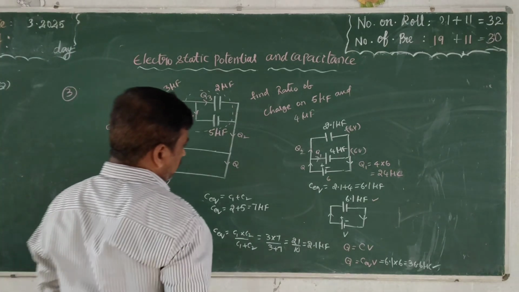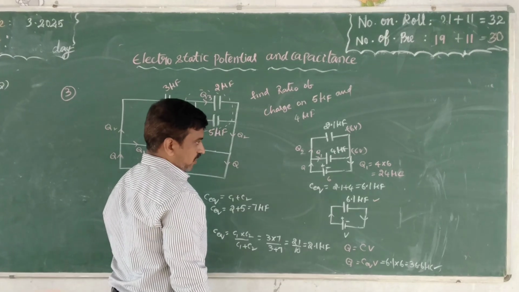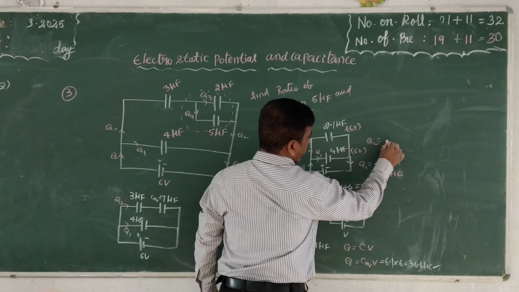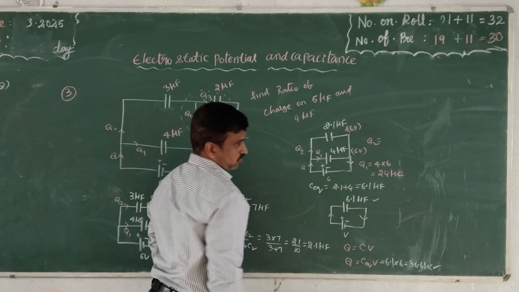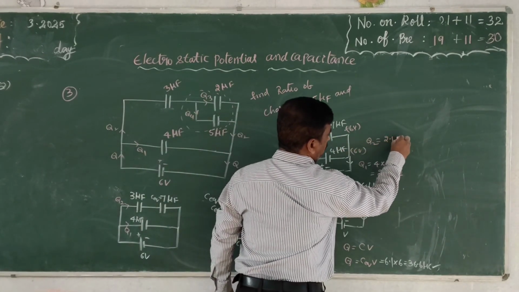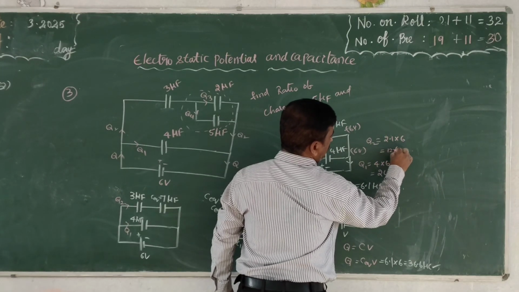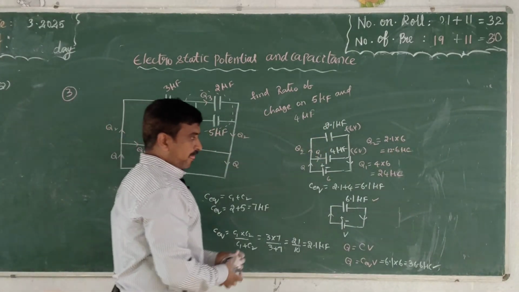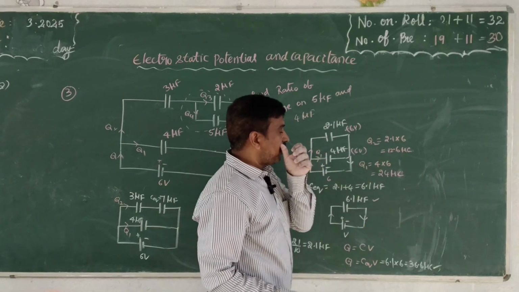See, Q1 is 6 into 4, 24 microcoulombs. Now we find out Q2. So Q2 equal to what? Capacitance into potential. Capacitance is 2.1 into potential 6. So what we get here? 6 ones 6, 6 twos 12, 12.6 microcoulombs. See here Q1 equal to 24 microcoulombs, Q2 equal to 12.6 microcoulombs.